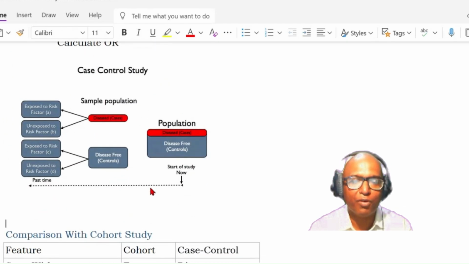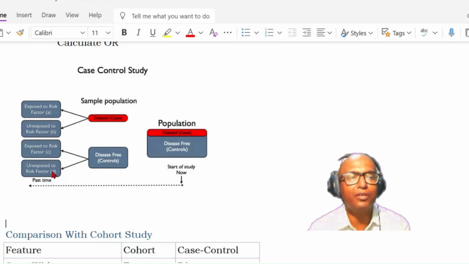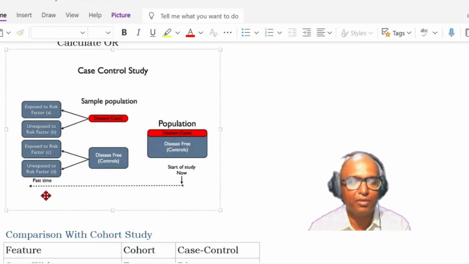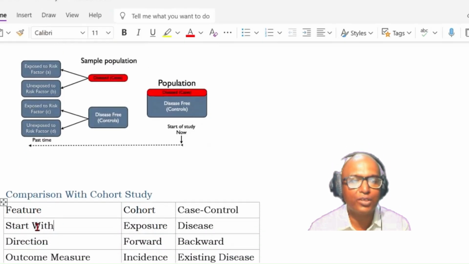When you perform the study, this is the population. Among the population, there is a diseased population as well as a control population, and these are the two groups which we will go through retrospectively. We'll go in a backward direction and look for exposure in both groups. So exposure present, exposure absent; exposure present in the non-disease population, and unexposed to the risk factors in the control population.